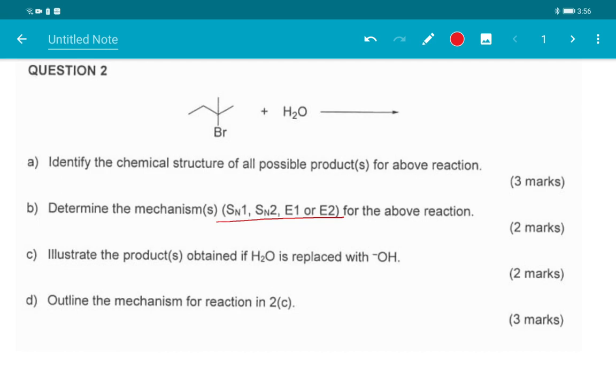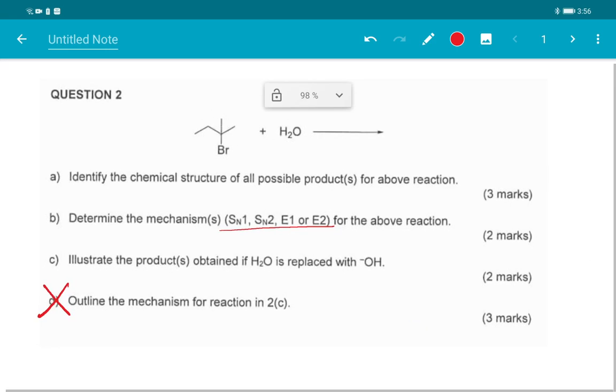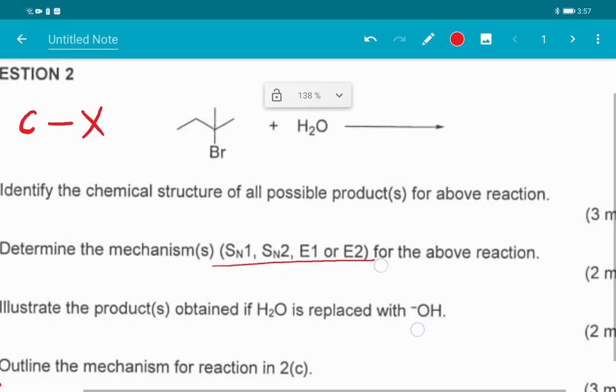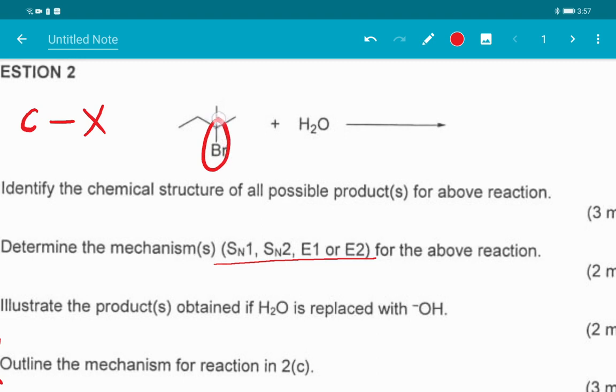For the time being, we're going to ignore question D. Kita akan abaikan. Okay, kita nak tengok A, B dengan C terlebih dahulu, because we're going to discuss the fundamentals. Whenever the question starts with an alkyl halide, how do you know it's an alkyl halide? It must be a carbon which is attached to a halogen. In this case, we can identify the structure here.